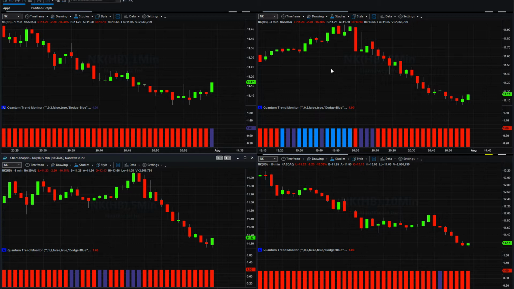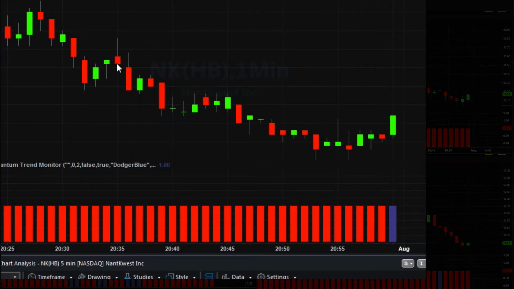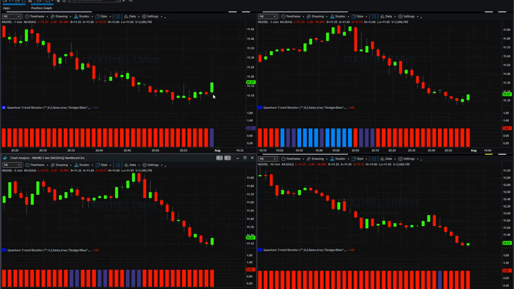Perhaps if we take the 3 minute as an example, you can see here on the 1 minute, the little pullbacks in price action. This is bearish price action. We're coming down. We have a little bit of a rally here. No change on the trend monitor. We carry on down into congestion. Still no change. Move on down. More congestion here.